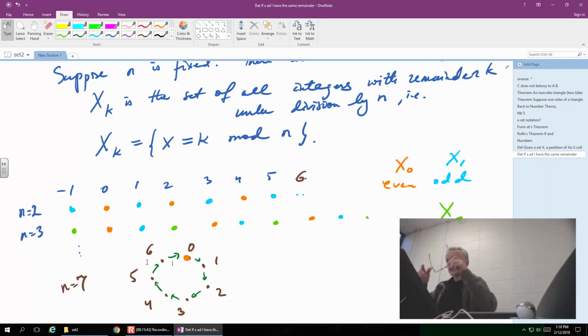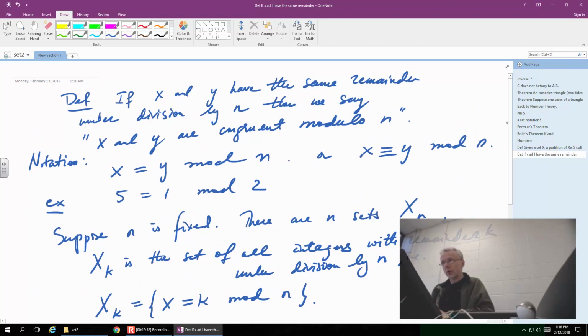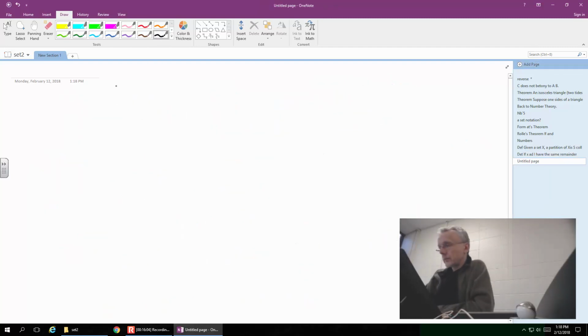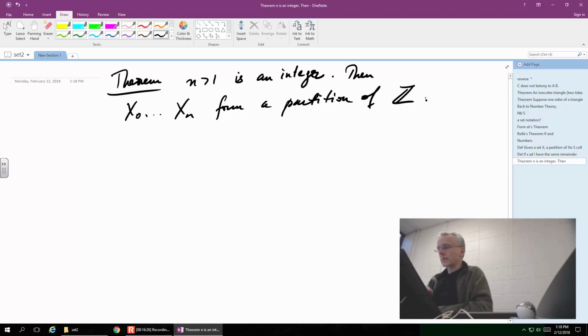So what we want to do here, the illustration is all good. What we want to demonstrate now really is that under this definition, these sets are indeed a partition. Let's do that quickly. Theorem: n greater than 1 is an integer. Then x_0, ..., x_{n-1} form a partition of Z.